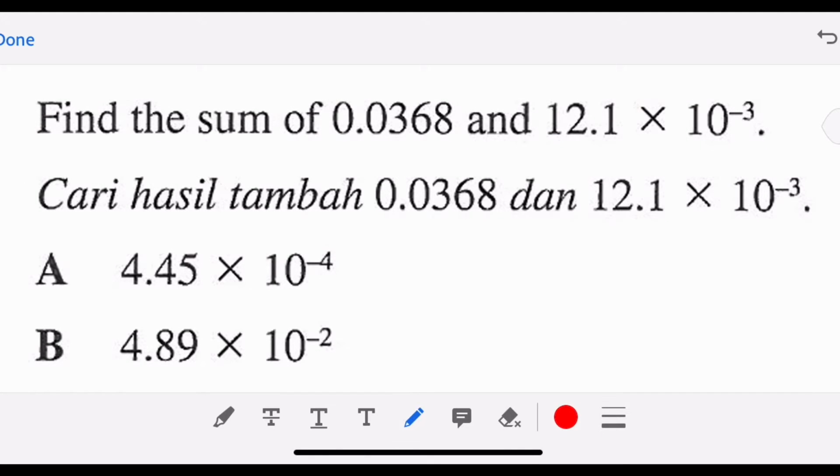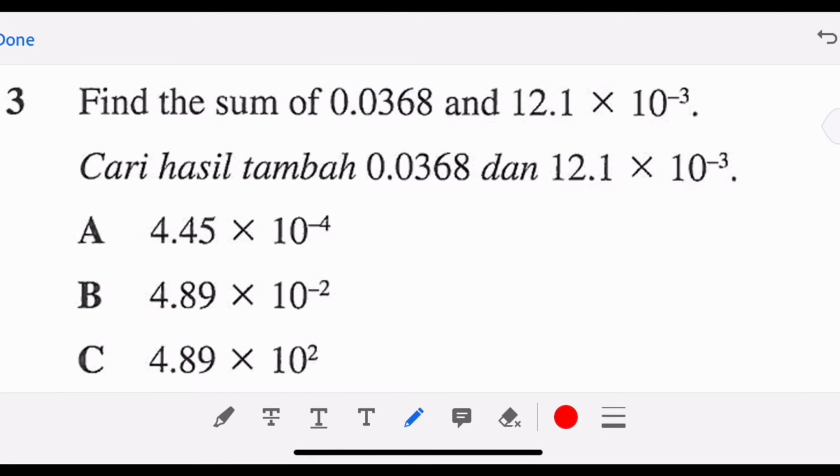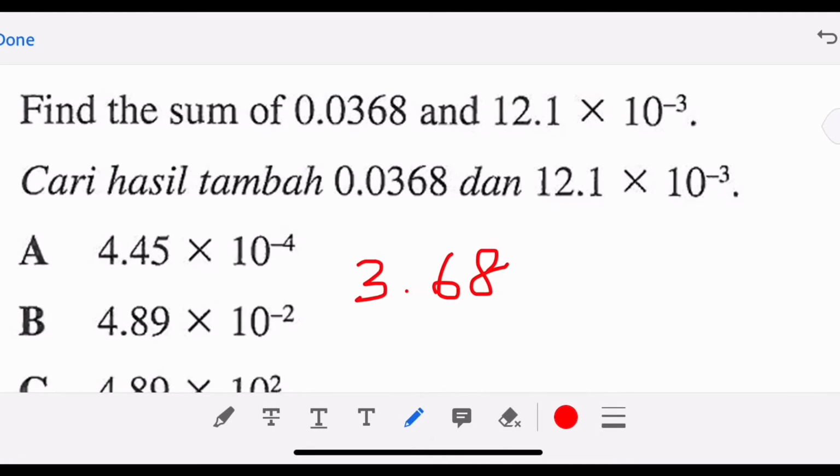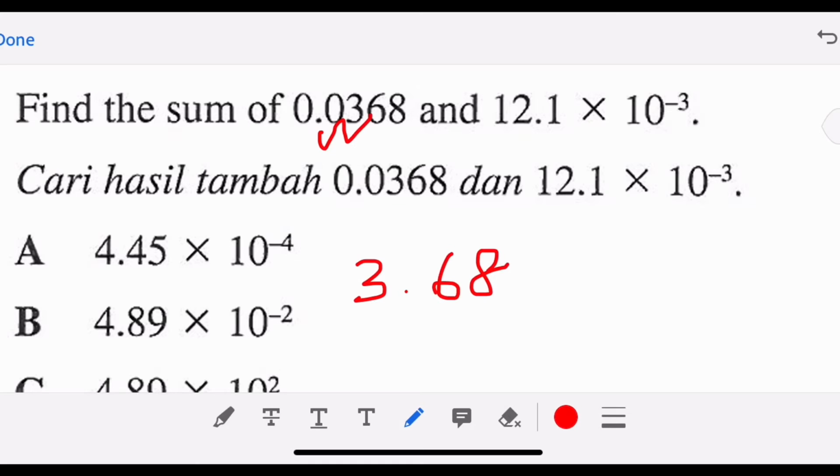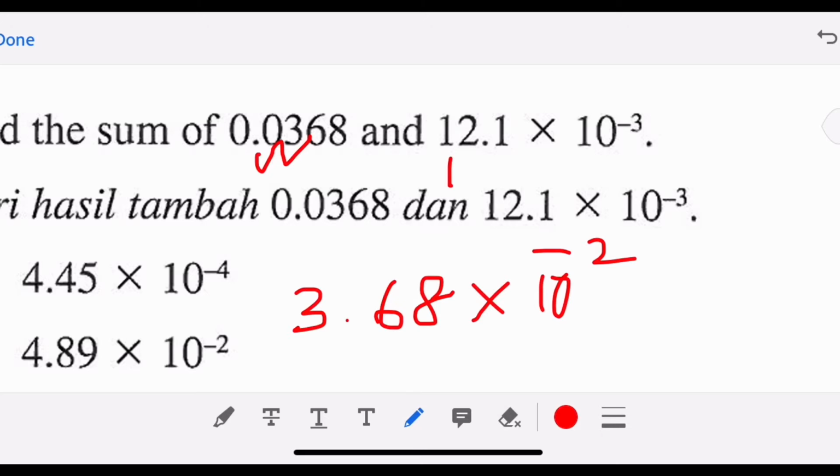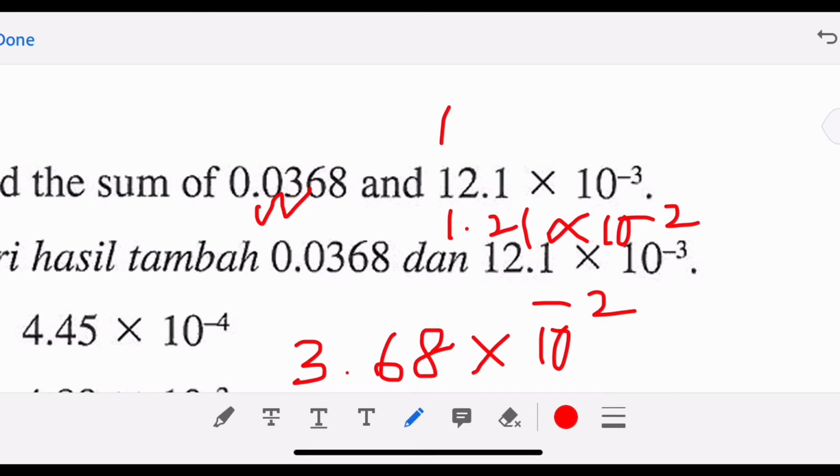For this question, find the sum of 0.0368 and 12.1 times 10 to the power of negative 3. It is quite simple, so we will convert to standard form, which is 3.68 times 10 to the power of negative 2, and then we will add 1.21 times 10 to the power of negative 2.